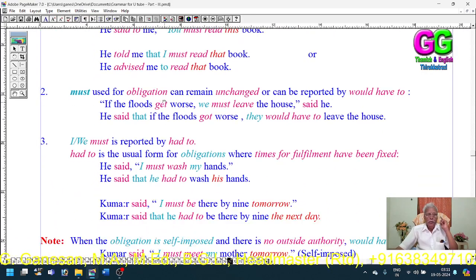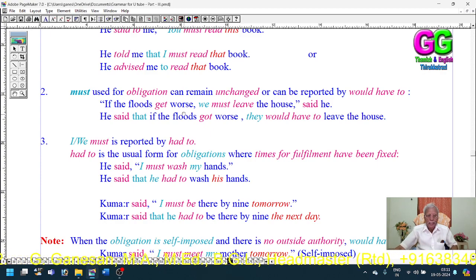Second, must used for obligation can remain unchanged or can be reported by would have to. When must is used for obligation, the must can be kept unchanged or must can be replaced by would have to.